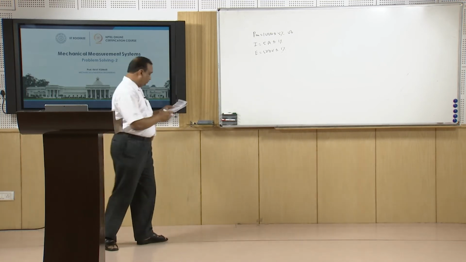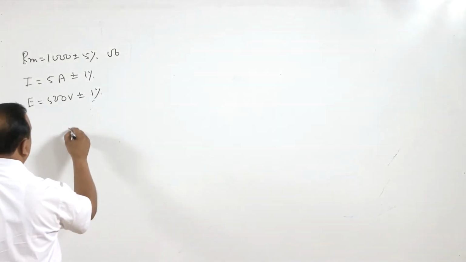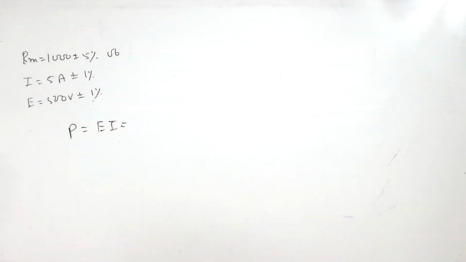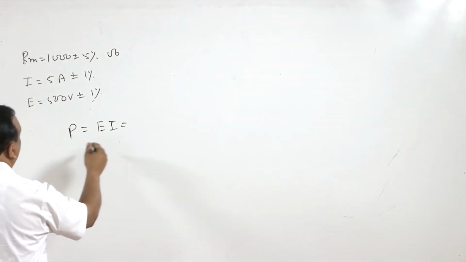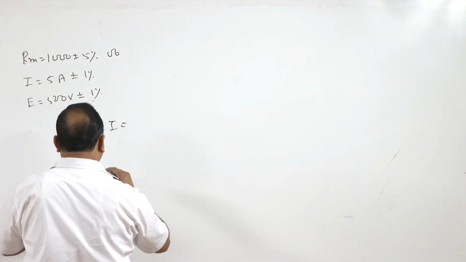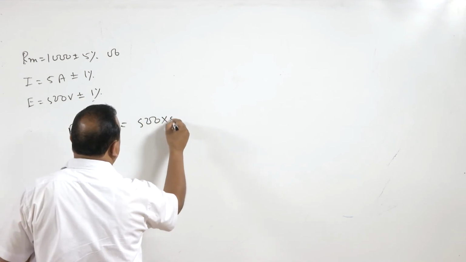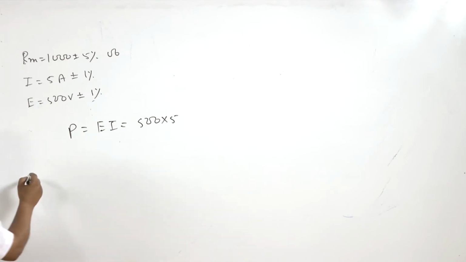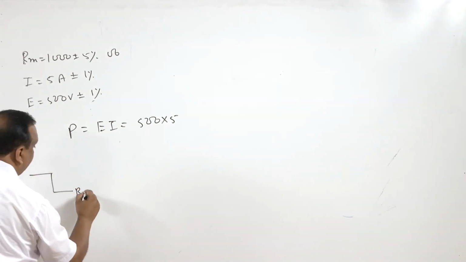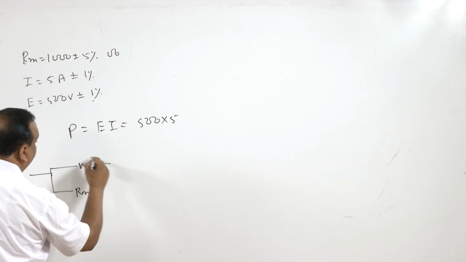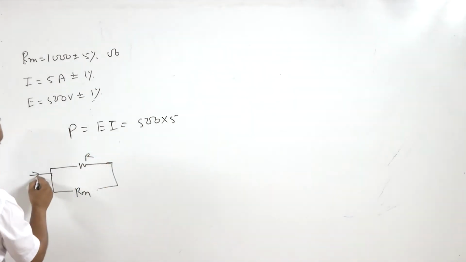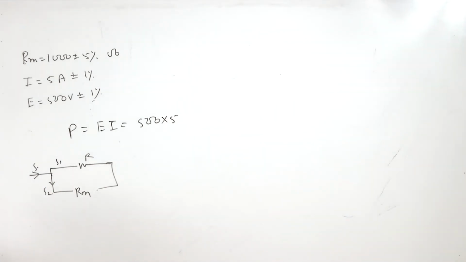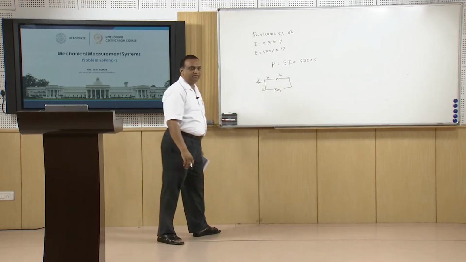Okay, so P is equal to simply EI. So E is 500 into 5. But this I is shared, because this I is split. It is going to Rm and one I is going to the resistance. All of I is not entering here, it is I1 and I2. So power dissipated will be by I1 only.